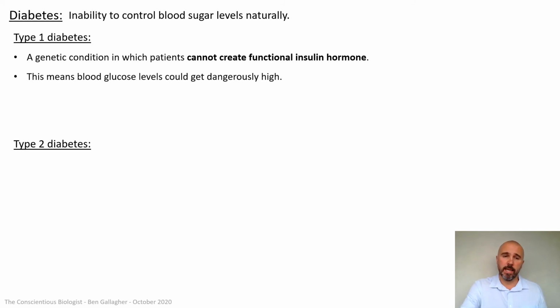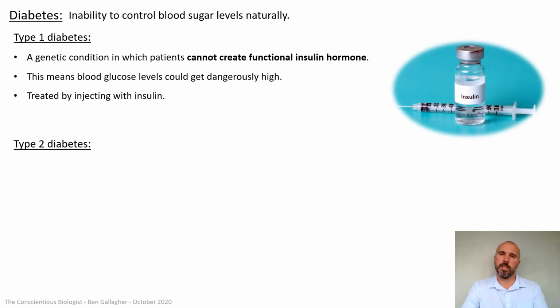Now, if they can't make it, that means their blood glucose levels could get dangerously high because they struggle to bring them back down. So it's treated by injecting insulin. Diabetics would have insulin with them, normally now in pens that you can control. Some people have implants that can monitor their blood sugar levels for them and act almost like an artificial pancreas.